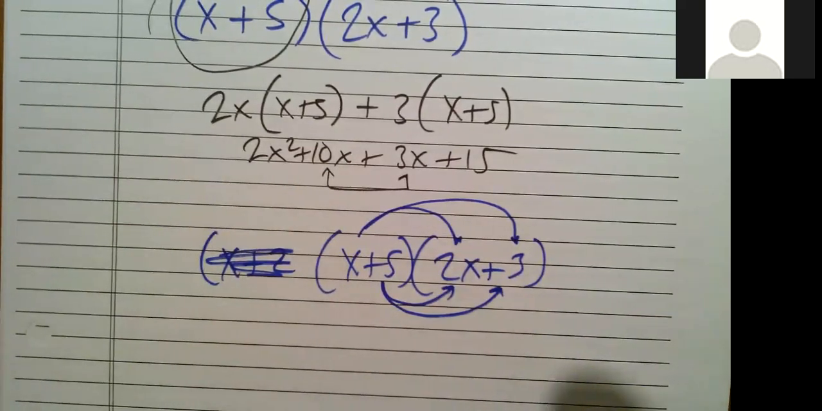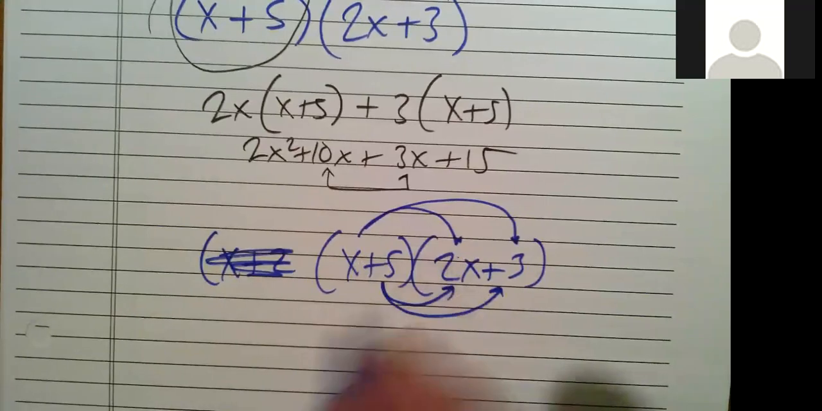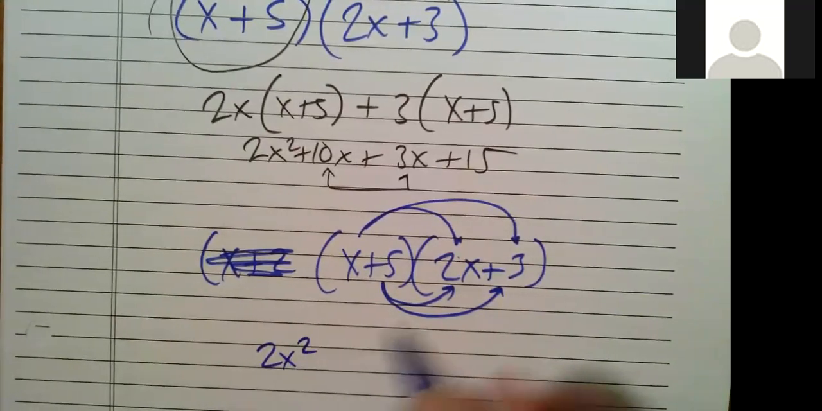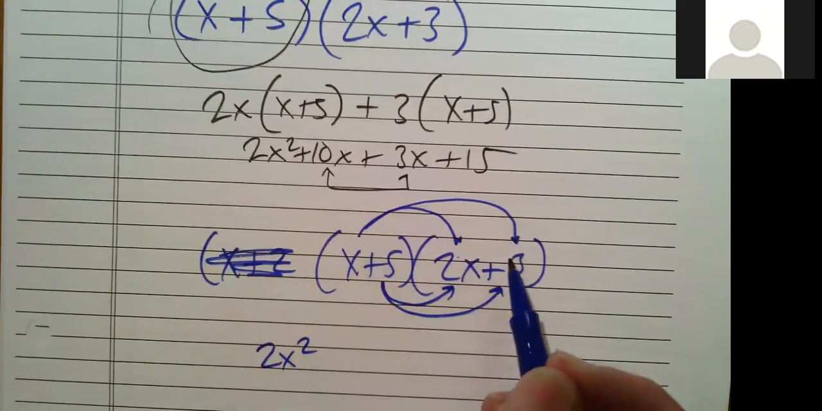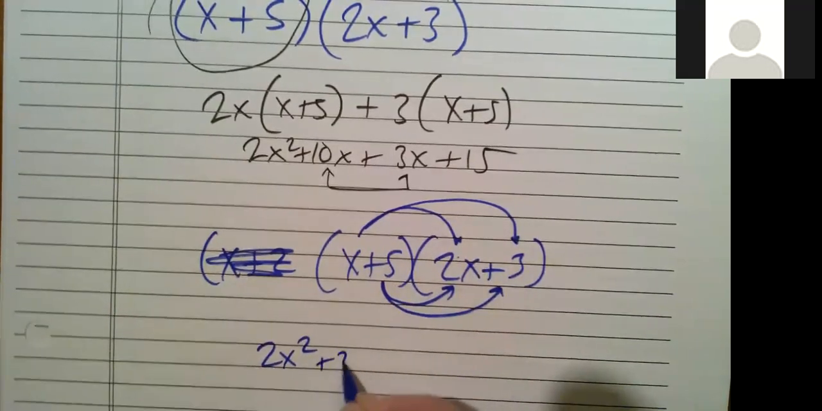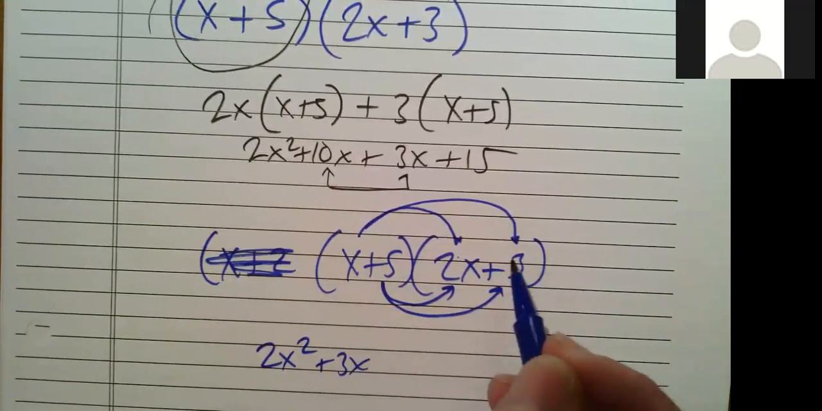This is a place where the idea of FOIL comes into play. X times 2x is the first thing that I would distribute. That is 2x squared. That's your first 2 terms. X times 3 is going to be 3x. That is your 2 outside terms, the outside one from this one, the outside term here.